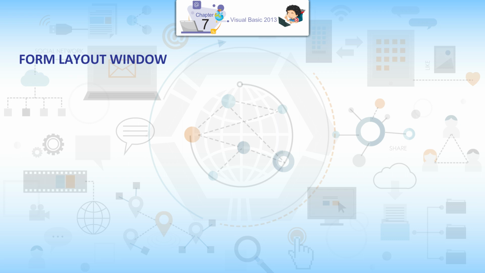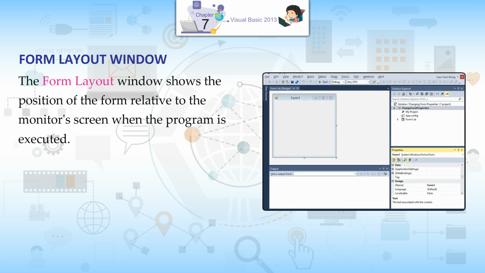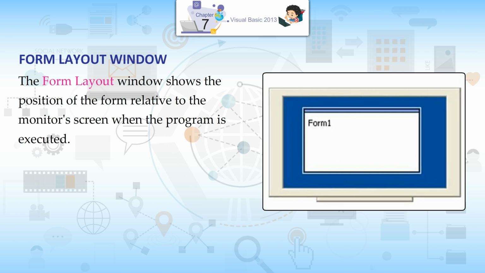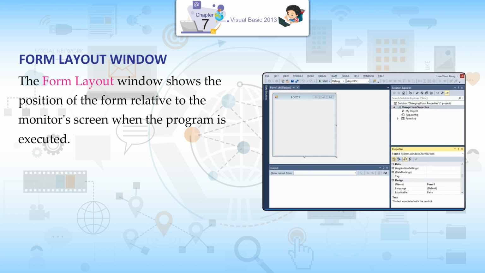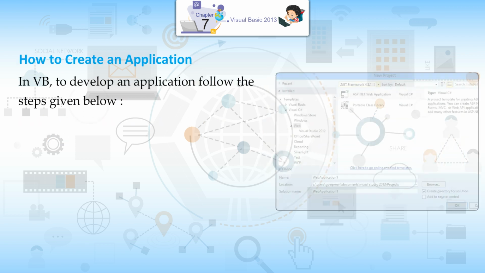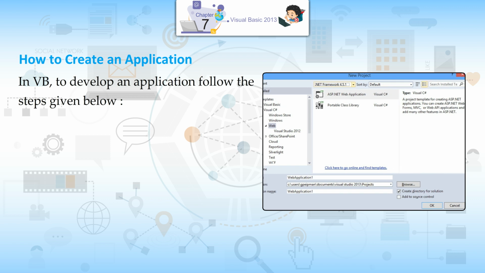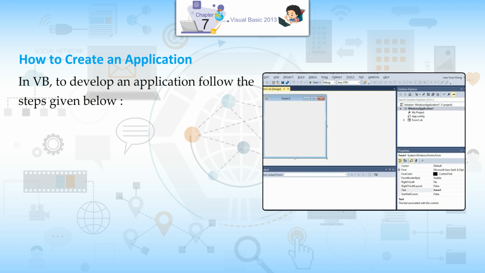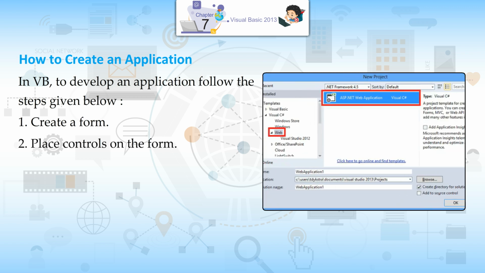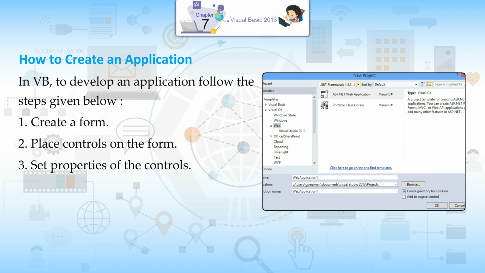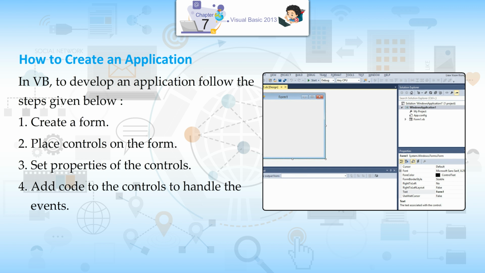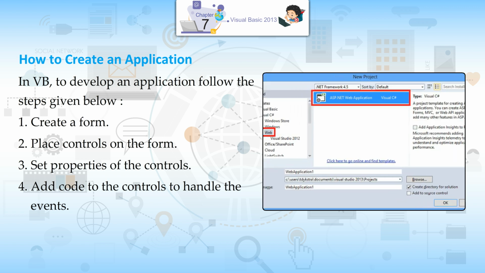Form layout window. The form layout window shows the position of the form relative to the monitor screen when the program is executed. How to create an application. In VB, to develop an application, follow the steps given below. First, create a form. Second, place controls on the form. Third, set properties of the controls. Fourth, add code to the controls to handle the events.